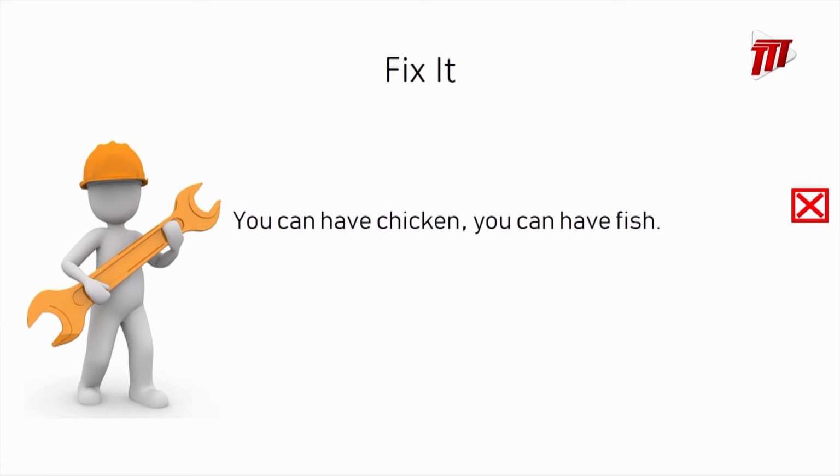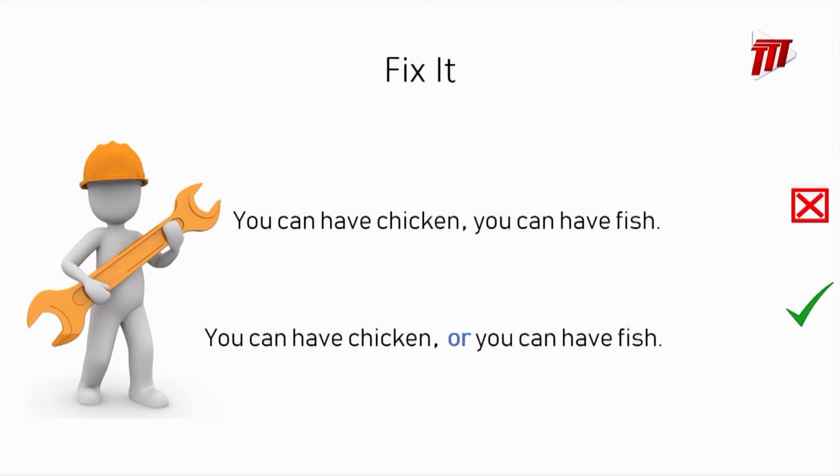Of course, you can write, you can have chicken, full stop, you can have fish, but let's try it with a coordinating conjunction. You can have chicken or you can have fish. And here we have a compound sentence. The independent clause, you can have chicken, the coordinating conjunction, or, and the independent clause, you can have fish. Or you could just make your life simple and say you can have chicken or fish. But that's another story.